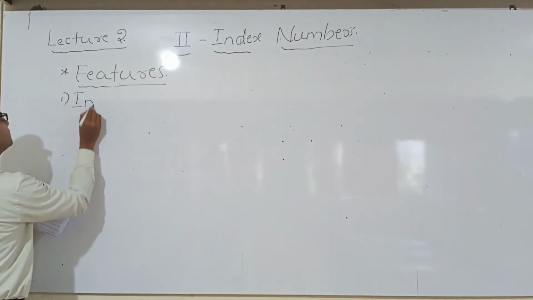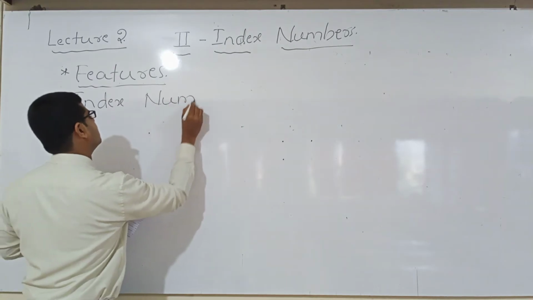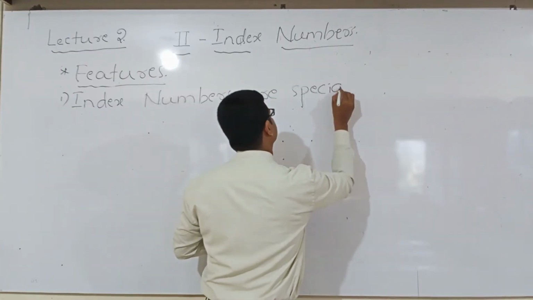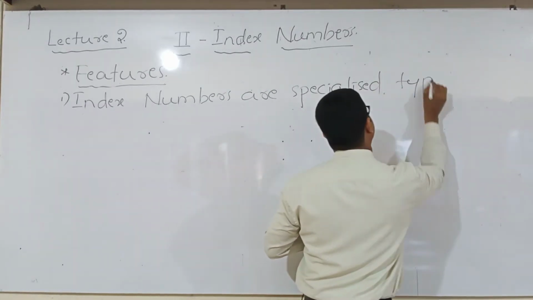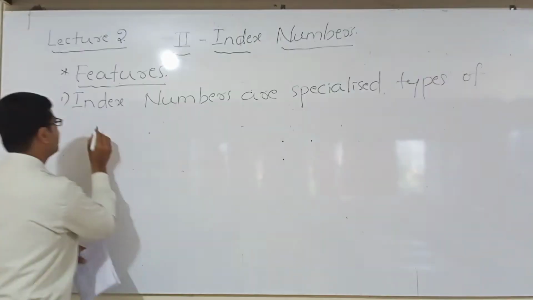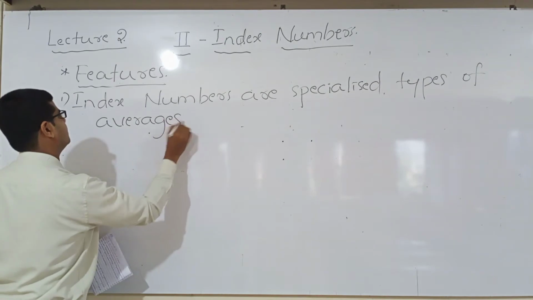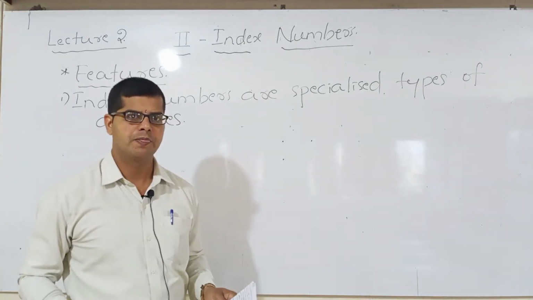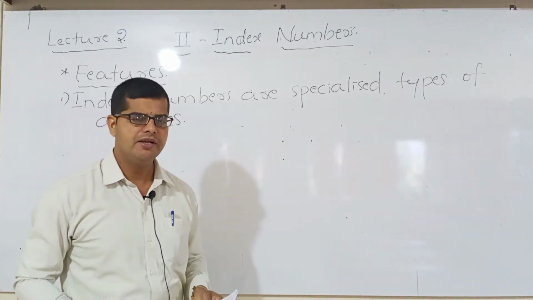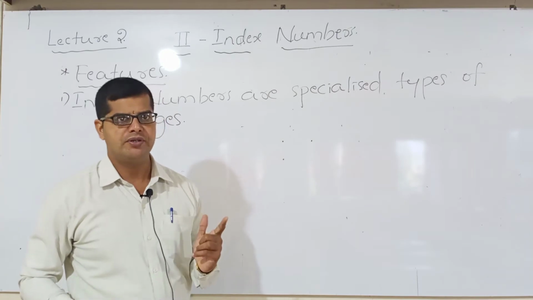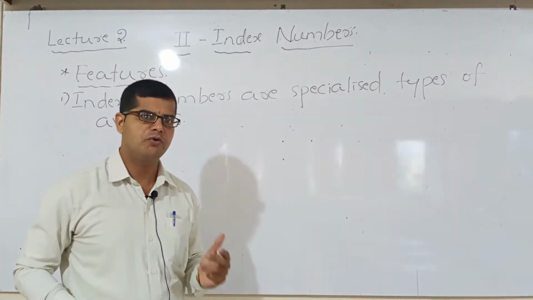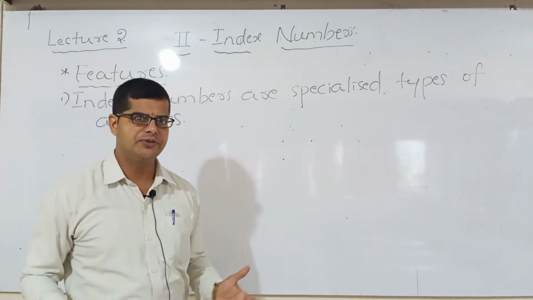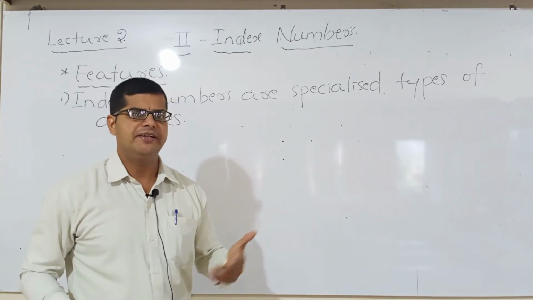Index numbers are specialized types of averages, because we know many types of averages. And all these averages or special types of averages are nothing but statistical tools. So we know about mean, standard deviation, median, mode, quartile deviation, percentile. So any statistical average or statistical tool. All these tools are applied just to get the result, just to get the output.